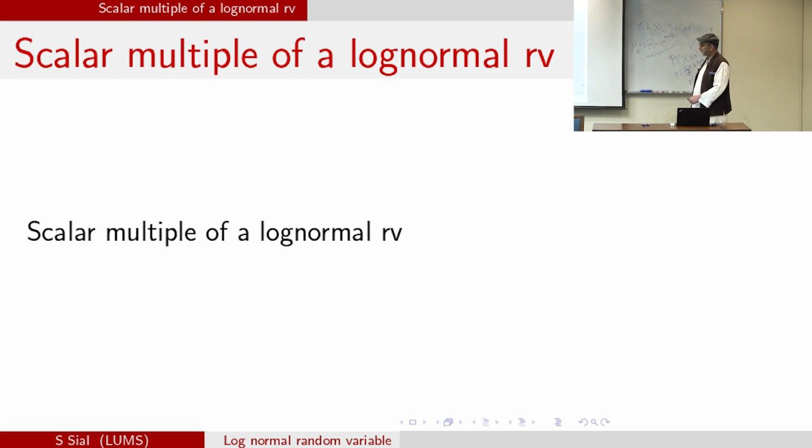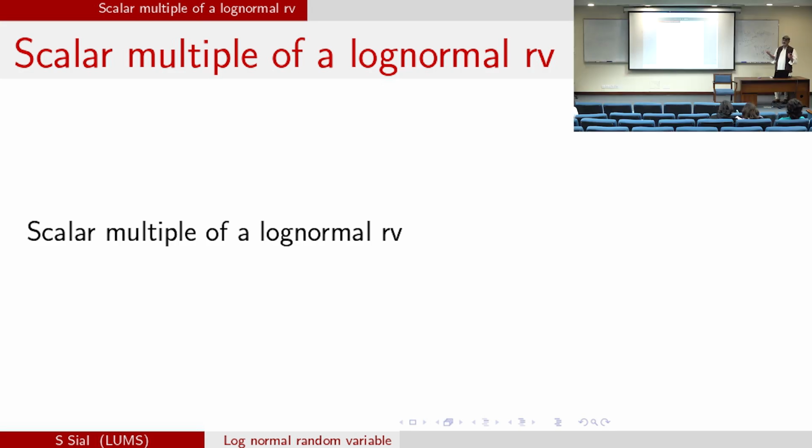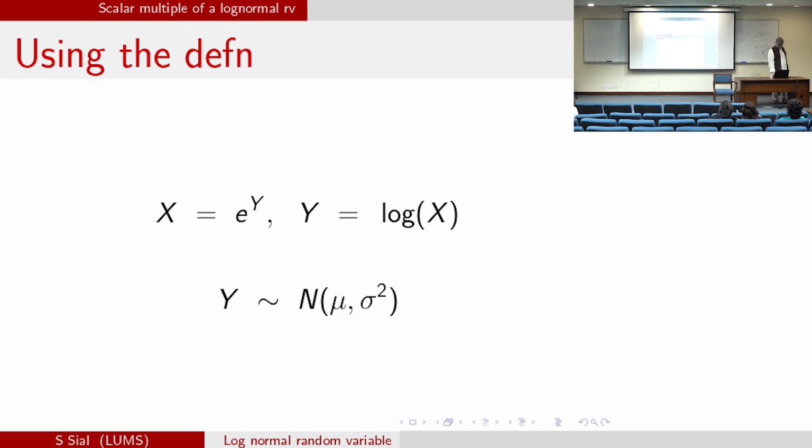Let's say we have a log normal random variable. What about a scalar multiple of a log normal random variable? So X is log normal, and 3 times X is a new random variable. Is 3 times X log normal? Well, if X is log normal, it's the exponential of a normal random variable. Or you can say that if I take the logarithm of X, I will get a normal random variable with some mu and sigma squared.